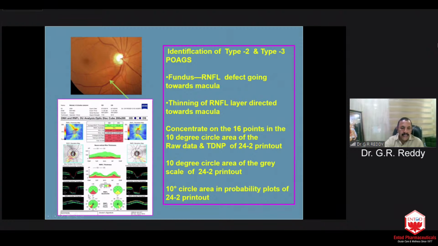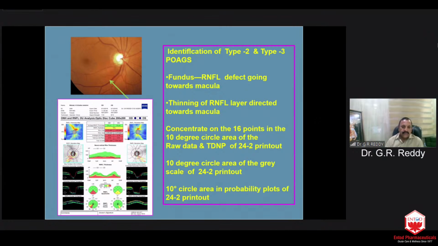So we go for 30-2 only in type 1 glaucomas. In type 2, where the glaucoma is coming almost towards the center, we ask for 24-2. I told you why we ask for 24-2 instead of 30-2. Only when the glaucoma starts from the periphery is that one condition where we ask for 30-2.